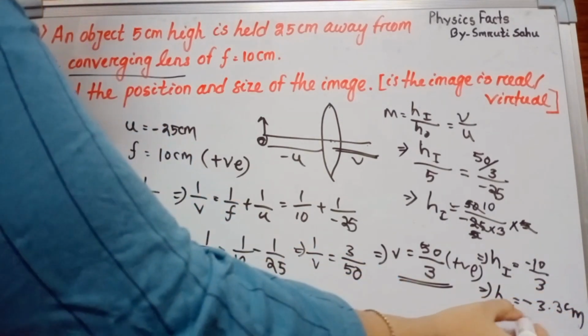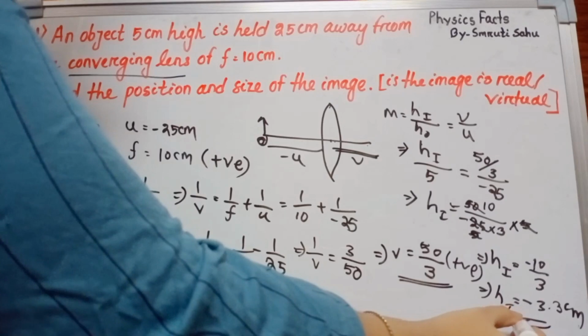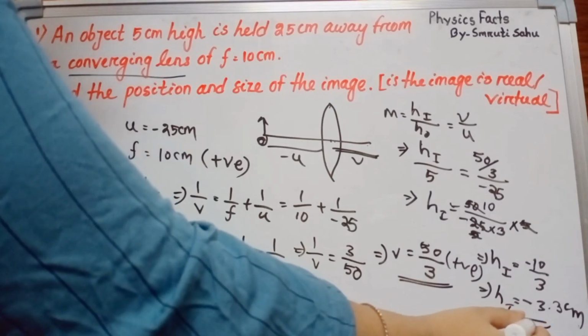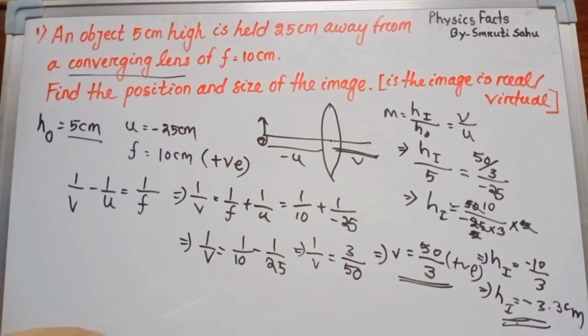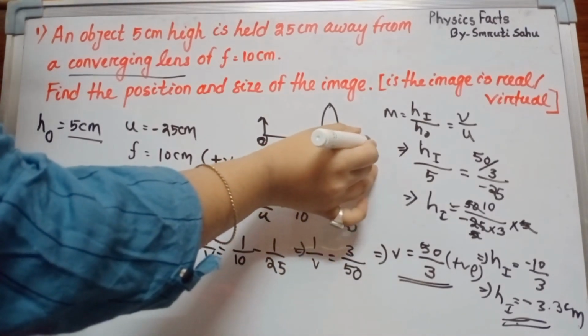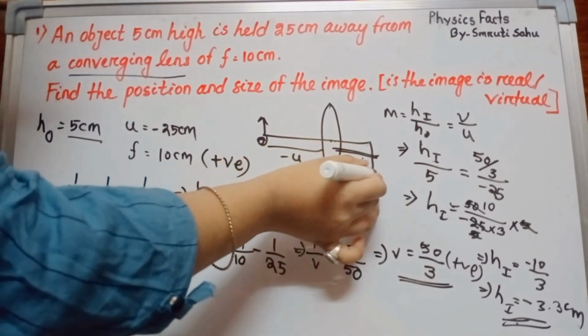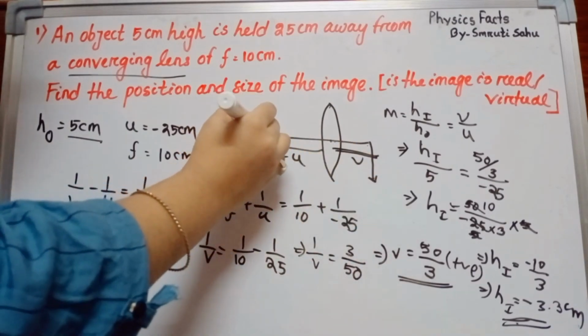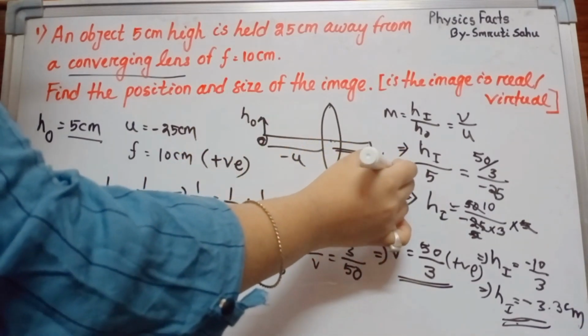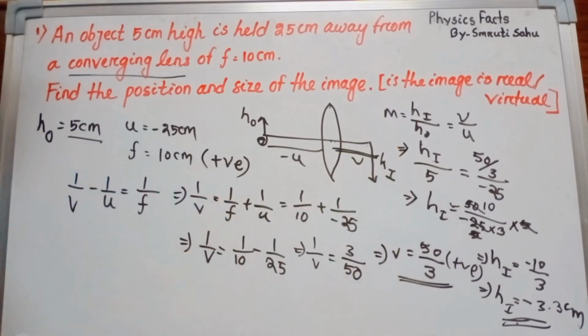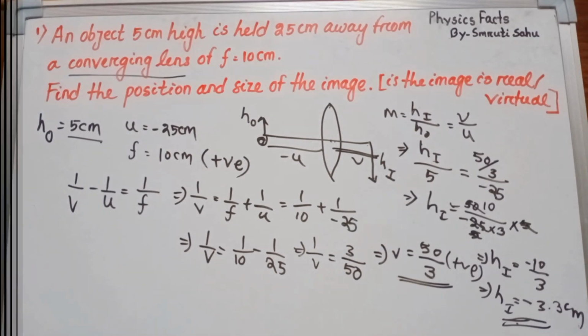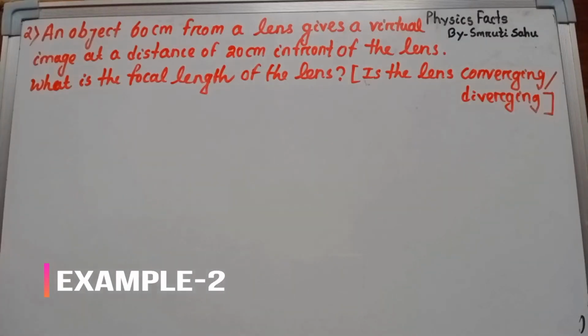Okay students, as the height of the image hi has a negative sign, that means the image must be below the principal axis. This one is the height of the object above the principal axis. This one is the height of the image below the principal axis. Okay students, next we go to another problem.